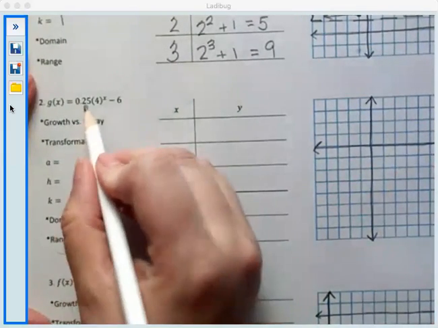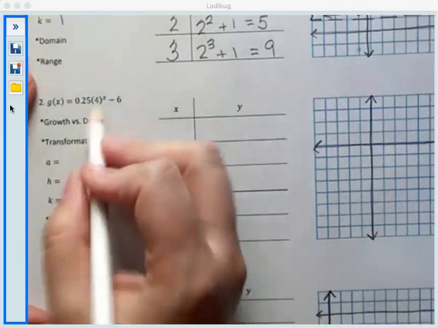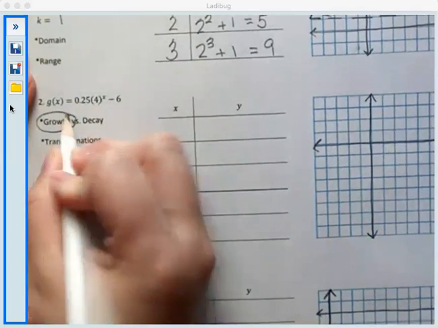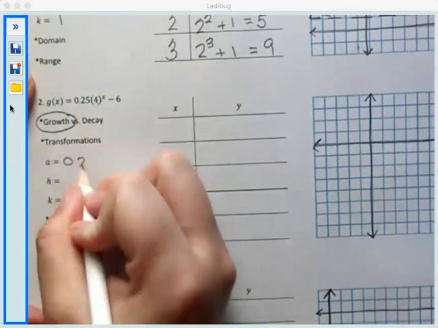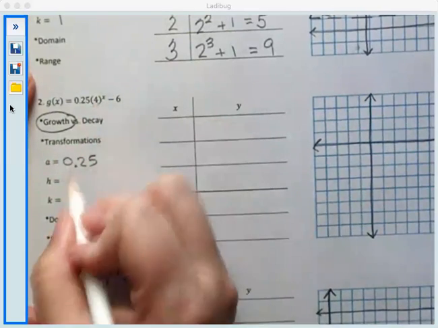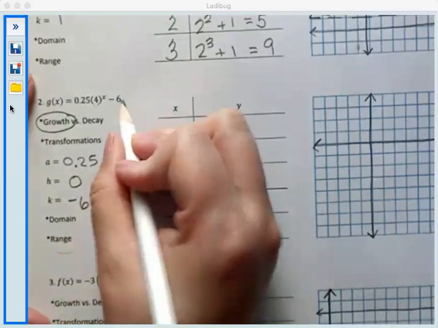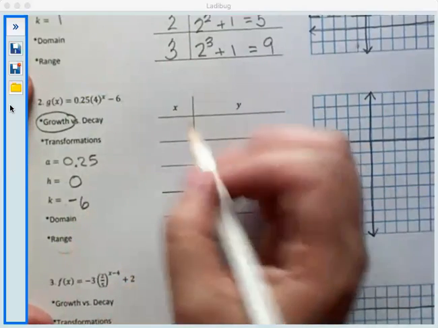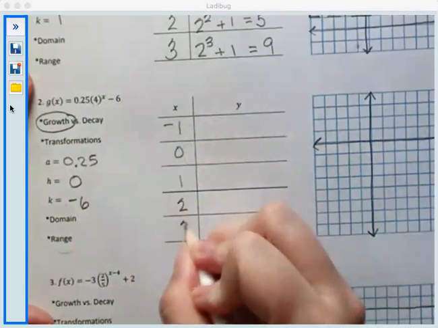We have 0.25 times 4 to the power of x minus 6. Okay, our b is 4, so we know this has to be growth, since it is greater than 1. And then our a is 0.25. Our h, there's nothing up here in my exponent, so it's 0. And our k is -6. Remember, this is also our asymptote. Okay, so I'm going to go ahead and use the same values, -1, 0, 1, 2, 3.